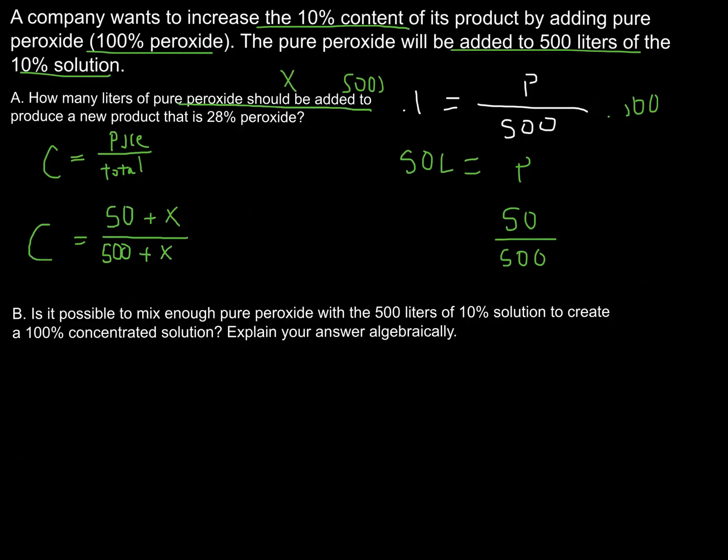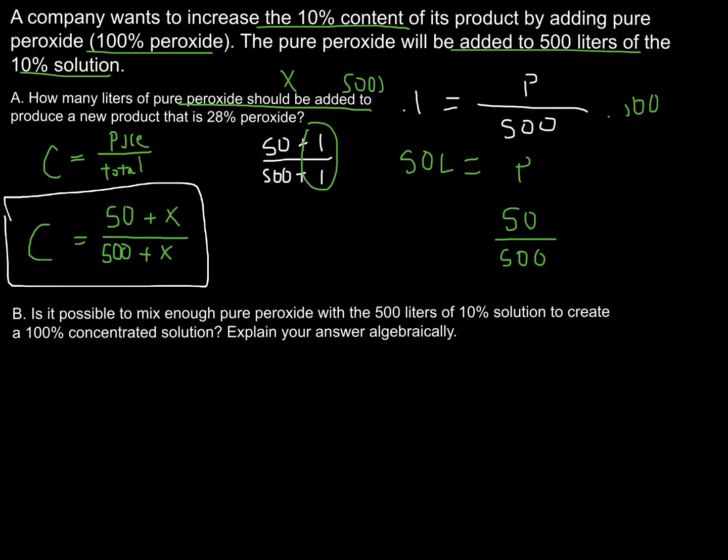To help us see this, imagine you just wanted to add 1 liter of pure peroxide. You would have 50 that you started with plus 1, and your total amount of liquid is the 500 that you started with plus the 1 liter you just added. So notice that the amount you're adding has to be incorporated into the numerator and denominator, into the pure content and the total. So now we have this equation, and now you're set. This equation is what's going to lead us to be able to solve for a concentration of 28%.